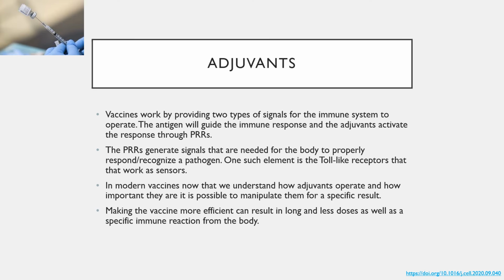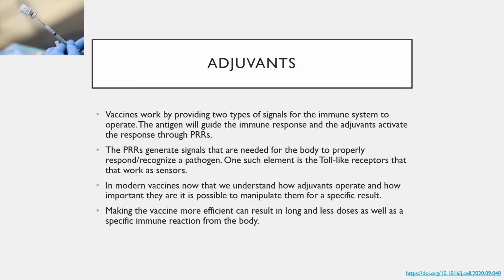Next, I would like to move on to one of the important elements that we can find within vaccines, which is adjuvants. Vaccines work by providing two types of signals for the immune system to operate with. The antigen is one, and this will guide the immune response to the correct pathogen. And the adjuvants activate the response through PRRs. The PRRs generate signals that are needed for the body to properly respond and recognize a pathogen. One of these such elements is the toll-like receptors that can work as sensors.